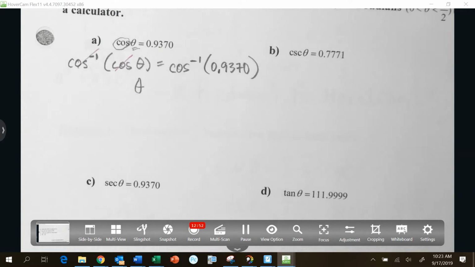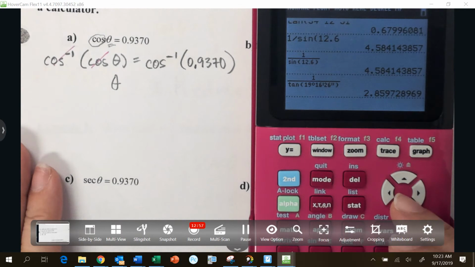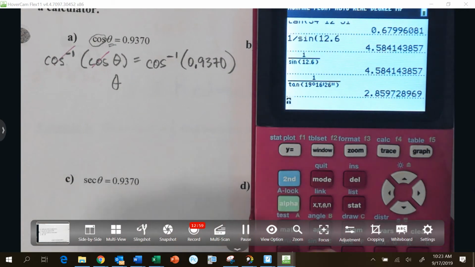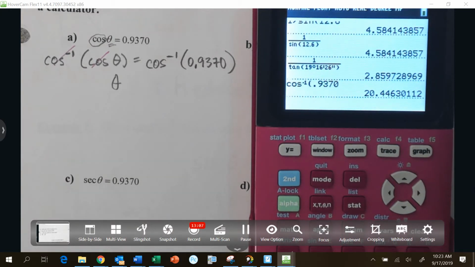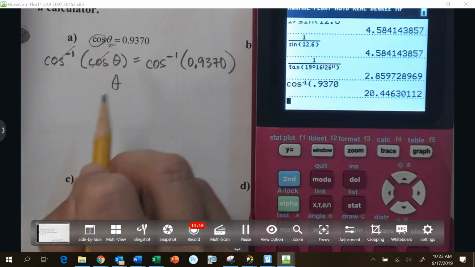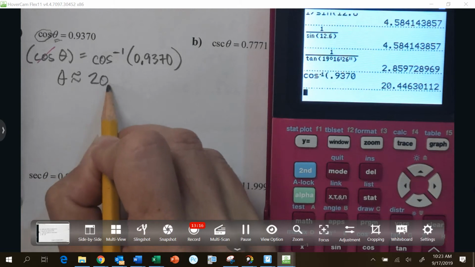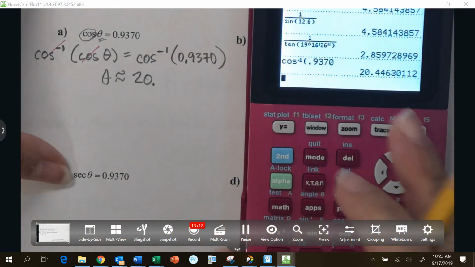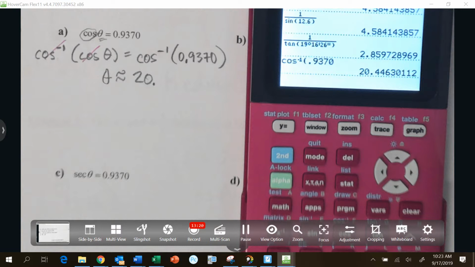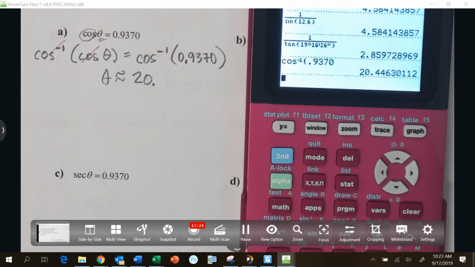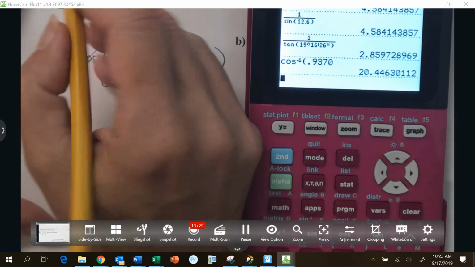That stands for inverse of cosine. You do know where that button is on your calculator. Yeah, so second cosine, 0.9370. And I get that theta is approximately 20 point, what did I round to? I forget what I round to for angles. I think I'm doing decimals. 2 decimals. We'll do 2 decimals for degrees.